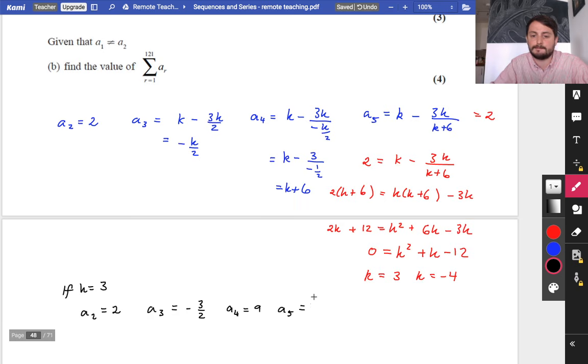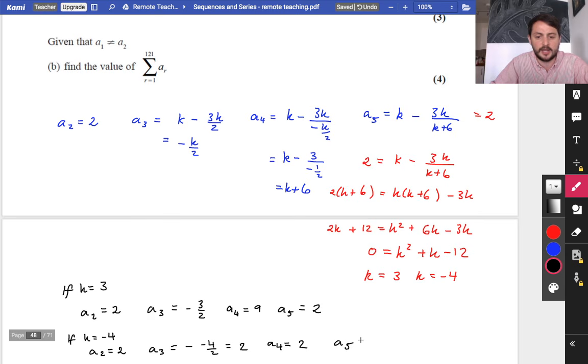What am I looking for? This one. Oh, a5 is equal to 2 as well. We already know that. What about if k was equal to minus 4? We would get that a2 was equal to 2, a3 was equal to minus 4 over 2. So it's minus 4 over 2. Well, that's just going to be 2. a4 would then be equal to 6 minus 4, which is 2. And a5 is equal to 2.